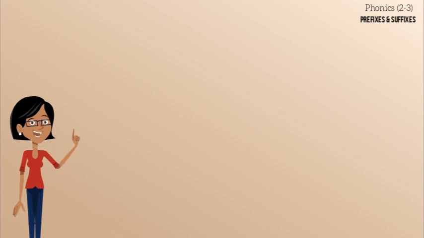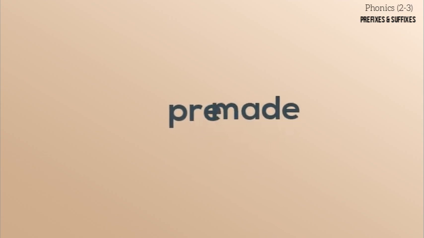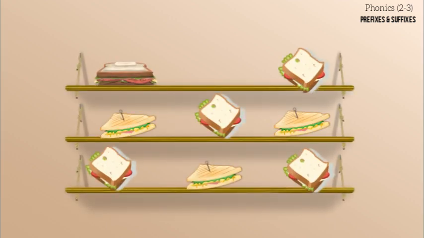Now here's another, pre. See if you can figure out how the prefix pre changes a word's meaning. If I put pre at the beginning of the word made, I get what? Pre-made. Yeah, so if I go to the deli and the sandwiches are pre-made, they are made ahead of time. They're made before I get there.